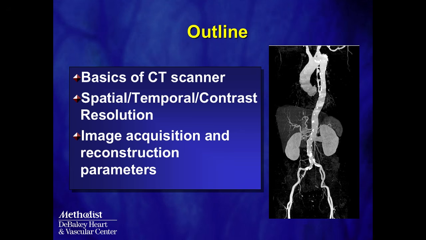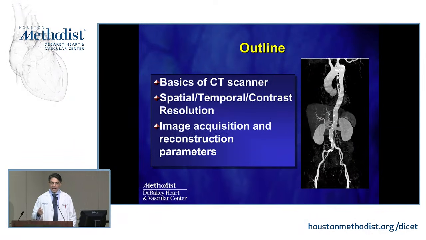But really, to be honest with you, today's talk is how do we get the pretty images that we do to answer the clinical question you guys are always concerned about. So we'll talk a little bit about the basics of a CT scanner. We'll keep it simple. We'll talk about different types of resolution that are important for CT and of course for any kind of imaging technique: spatial, temporal, contrast. And then we'll talk a lot about how we actually go about acquiring these images and how you can have a very successful conversation with your technologist as to how to acquire images to answer the clinical question at hand.